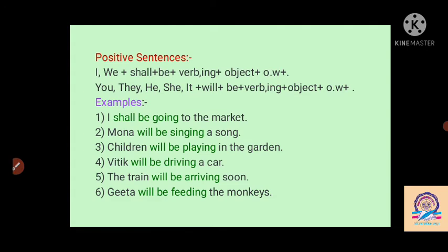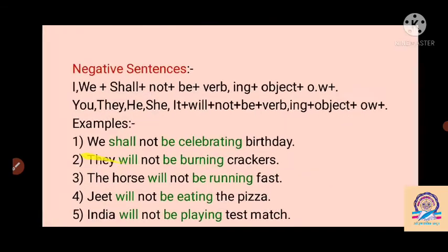By seeing the subject, if the subject is I or we, we have to use shall, then we keep be, then verb ing. Then if the subject is you, they, he, she, it, a singular noun or plural noun, at that time we have to use will as a helping verb, then be, then verb ing, object, other words, and last we keep the full stop.